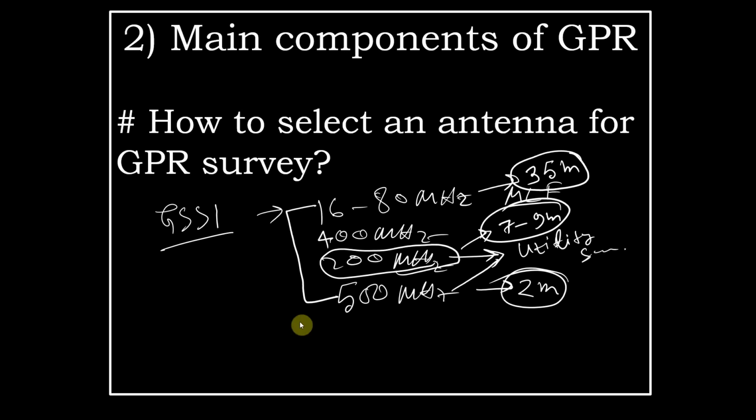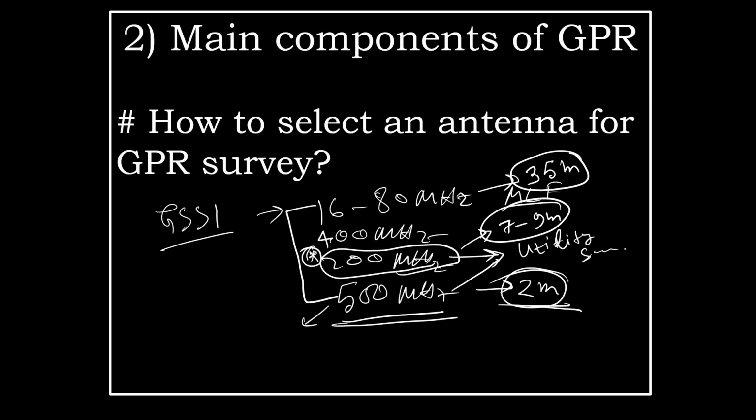Okay, remember that. The site condition is an important factor also to get your data. So dry condition is always preferred. That will be discussed in a separate video. So for a utility survey, you will be using the 500 megahertz because it will go up to 2 meter depth, and it can give you the high resolution result.